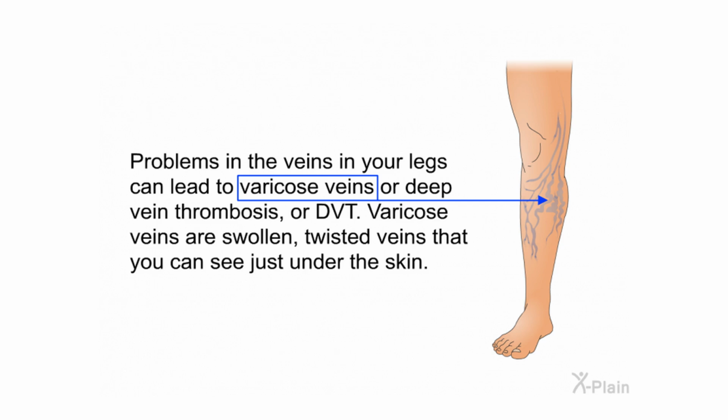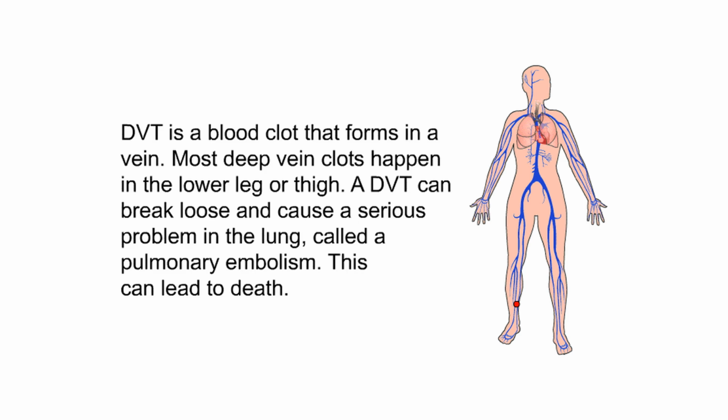Problems in the veins in your legs can lead to varicose veins or deep vein thrombosis, or DVT. Varicose veins are swollen, twisted veins that you can see just under the skin. DVT is a blood clot that forms in a vein. Most deep vein clots happen in the lower leg or thigh. A DVT can break loose and cause a serious problem in the lung called a pulmonary embolism. This can lead to death.